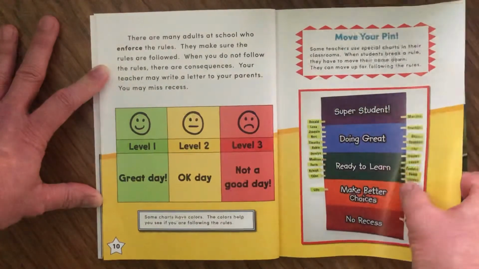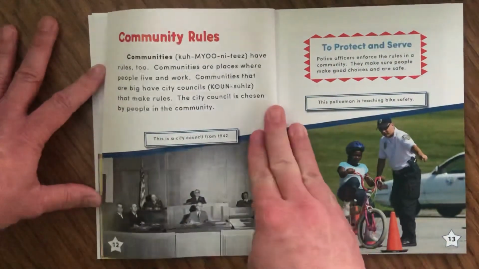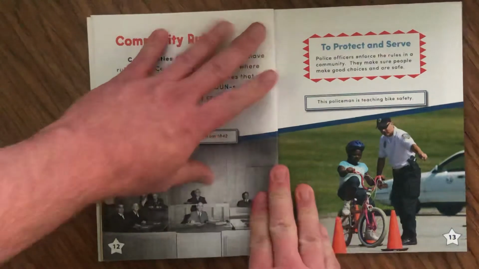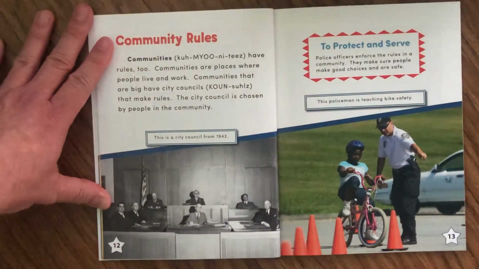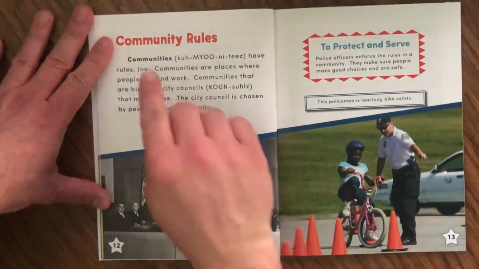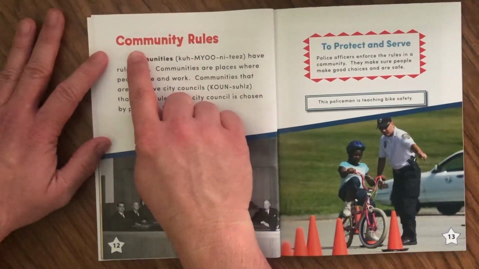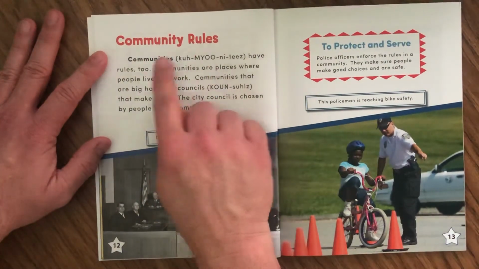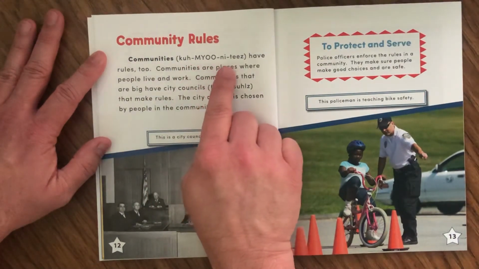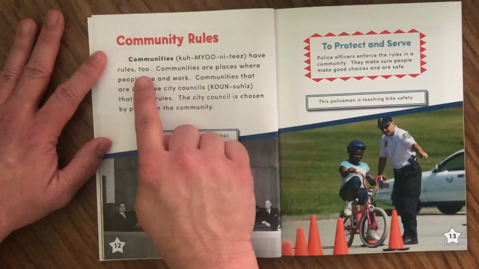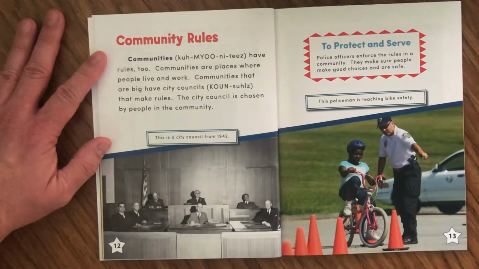I like this behavior chart. Community rules. So the title right here for this chapter is Community Rules. Communities have rules too. Communities are places where people live and work.